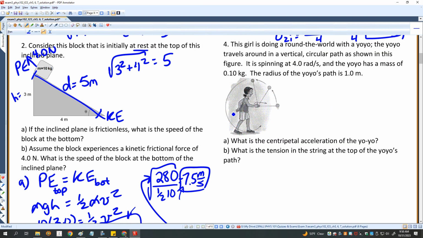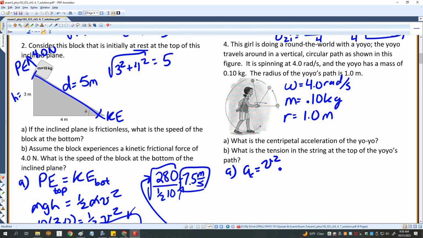All right. I have a yo-yo going around in a circle. I'm given its omega is 4 radians per second. That's in SI units, I don't need to do anything with it. The mass is 0.10 kilograms, and the radius is 1.0 meters. First, I just want to know what is the centripetal acceleration.